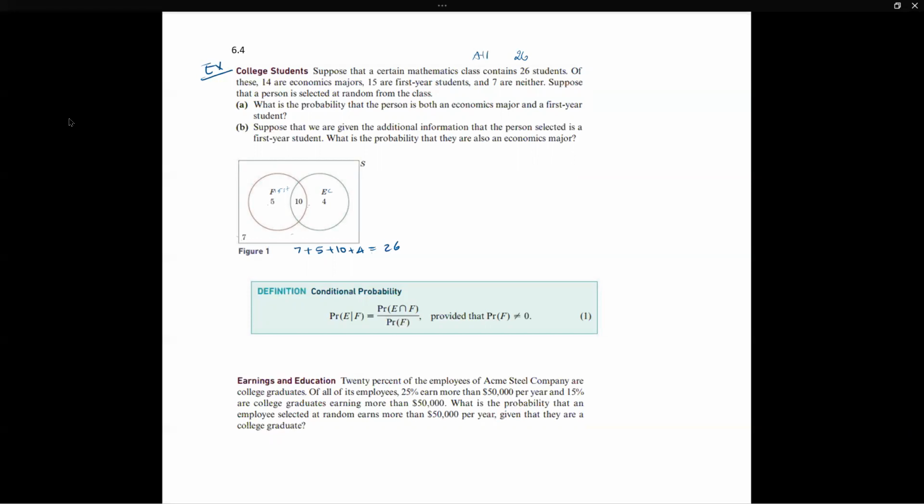Suppose that a person is selected at random. The first question: what is the probability that the person is both an economics major and a first year student? What do you think? You're looking at the intersection of the two, the economics and the first year. So when we use this "and," we're going straight for the intersection. The probability of selecting a student: we have a sample space with 26 and the choice is random. All students are equally likely to be selected, of course.